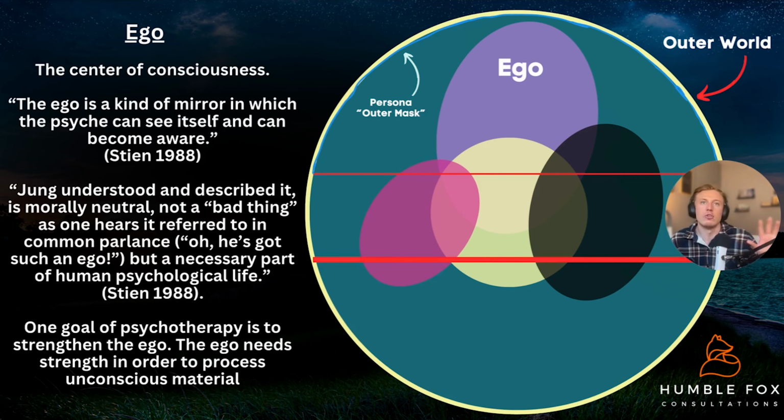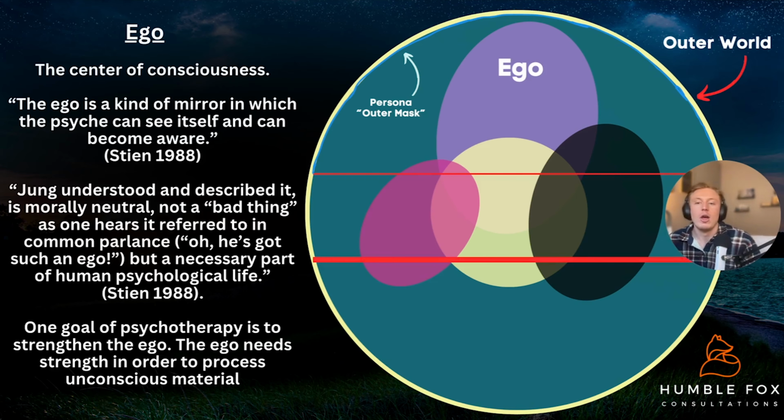It's the part of us that is accessing awareness in a way that is directing focus and is choosing between what is important to need to know in this moment. So it's the center of consciousness. The ego is a kind of mirror in which the psyche can see itself and become aware. So it's the way in which we can look at ourselves. And that's how we develop the unconscious, because the parts that we cannot see of ourselves thus become unconscious, inaccessible to our conscious mind.